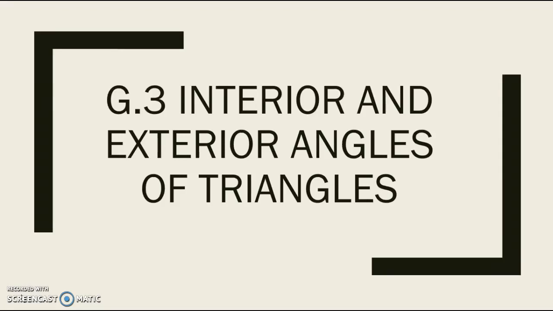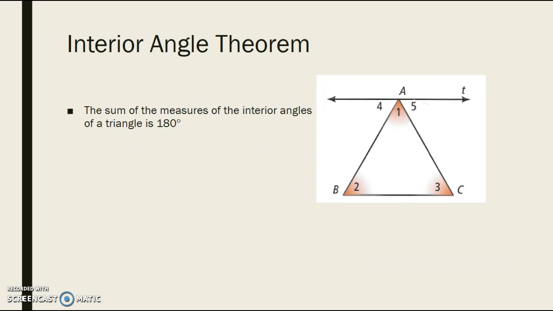So this next lesson is going to be over the interior and exterior angles of triangles, and this video itself is going to focus in on the interior angle theorem. The interior angle theorem is the sum of the measures of the interior angles of a triangle is 180 degrees. So in looking at the image, we know that the measure of angle 1 plus the measure of angle 2 plus the measure of angle 3 will equal 180 degrees. And so that's the gist of this first section of our notes today.